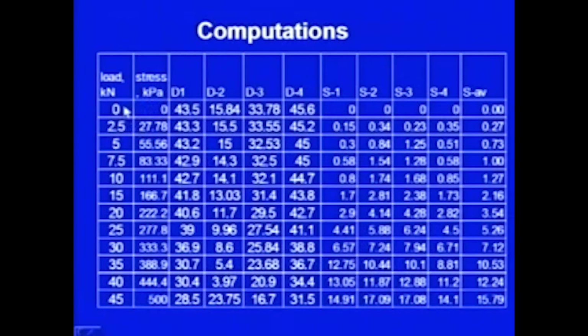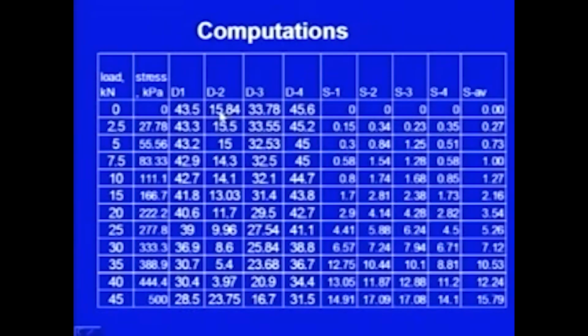This was the available data with me. Load in kilonewtons, these are the load incremental values: 0, 2.5, 5 and so on. Then these were the values of the dial gauges. Here this value, as I discussed earlier also, is the stabilized value. After applying this much load, this was the stabilized value. These values also go on changing. So, it starts with 43.5 and reaches up to 28.5.